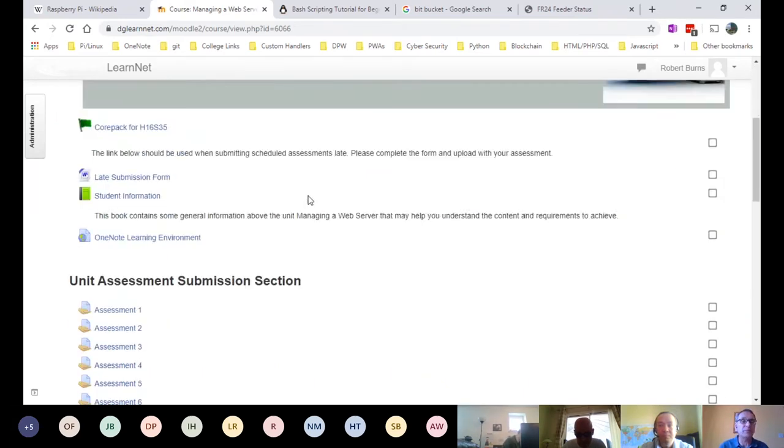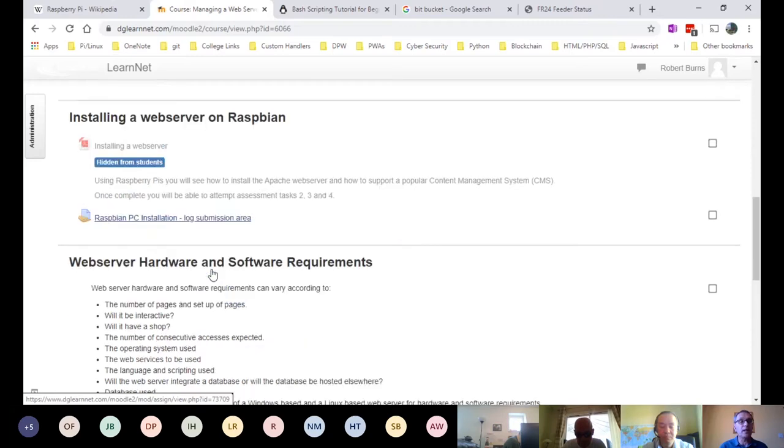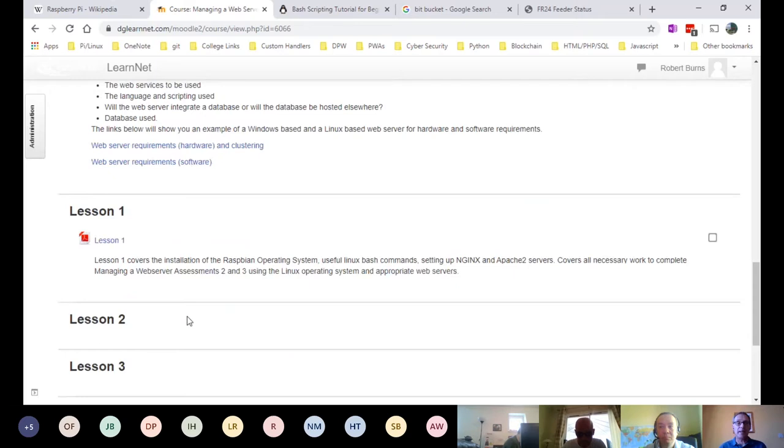What I tend to do here is use LearnNet as my submission area. Computing staff out there who deliver managing a web server should see the commonality here. I've got six assessments that they achieve on this one. I also have all the work which you'll find on OneNote. Retrospectively, at the end of the year, I tend to produce PDFs from the OneNote environment and put them in here, so students on LearnNet have a second backup, and it fulfills my requirement to do that.